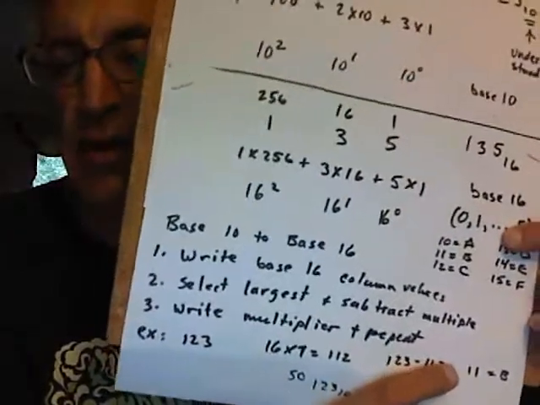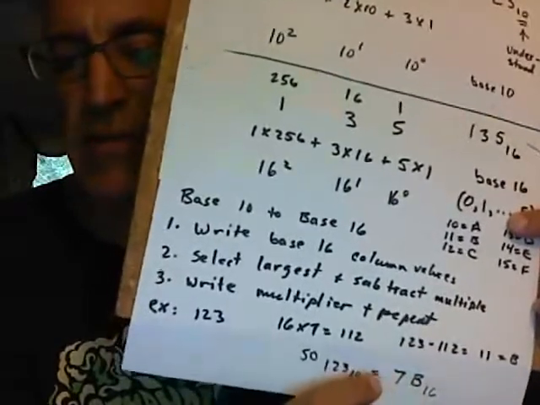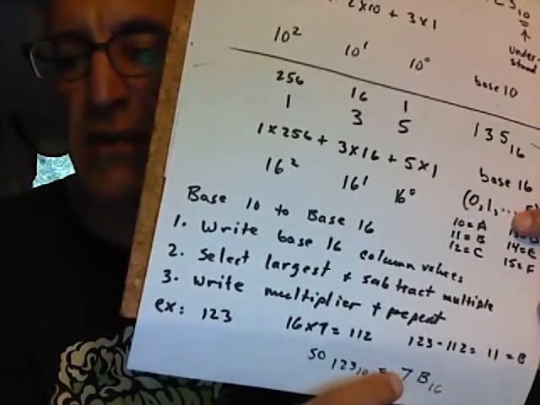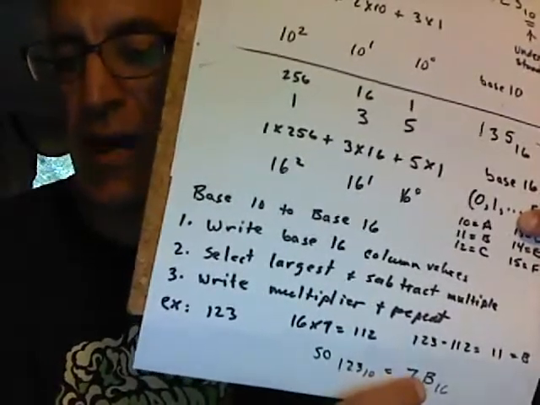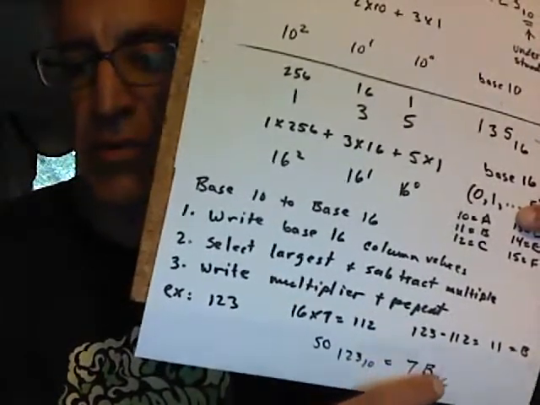And so our number is going to be, in base 16, 7B, right? Because we have 7 in the 16s column, which is equal to 112 marbles. And then we have 11 more marbles left over. And that's our base 16 number.